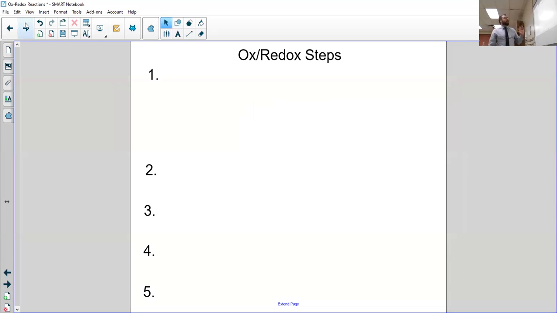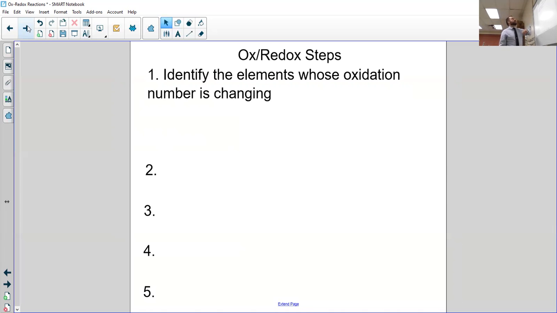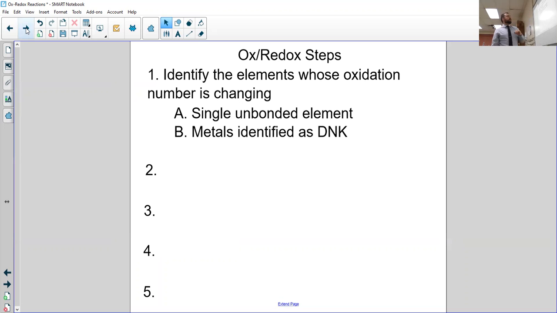When we're solving these, we have 5 basic steps that we're going to be doing. Our first step in solving a redox reaction is identifying the elements whose oxidation number is changing between reactant and product. There are 3 specific things that we're going to look for when we're doing this. Our first one is a single unbonded element, so something that doesn't have a bond. Looking for metals whose oxidation state we do not know. We also want to look for the center atom of a polyatomic ion, so we have to remember some of those polyatomic ions.